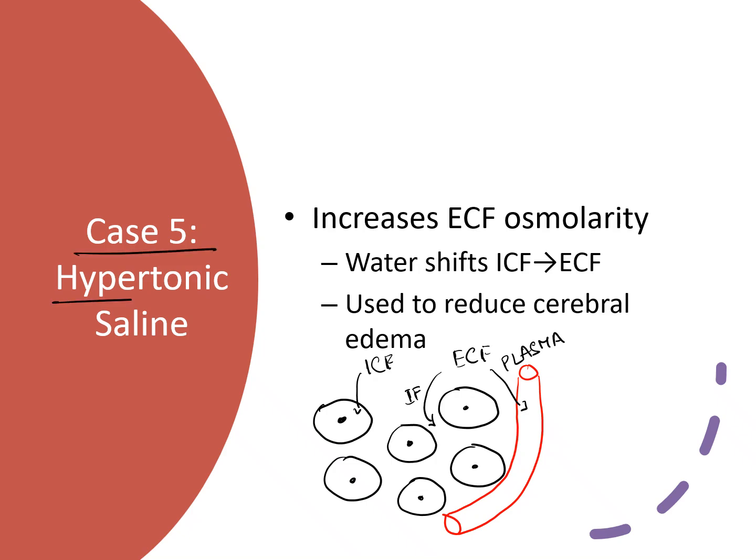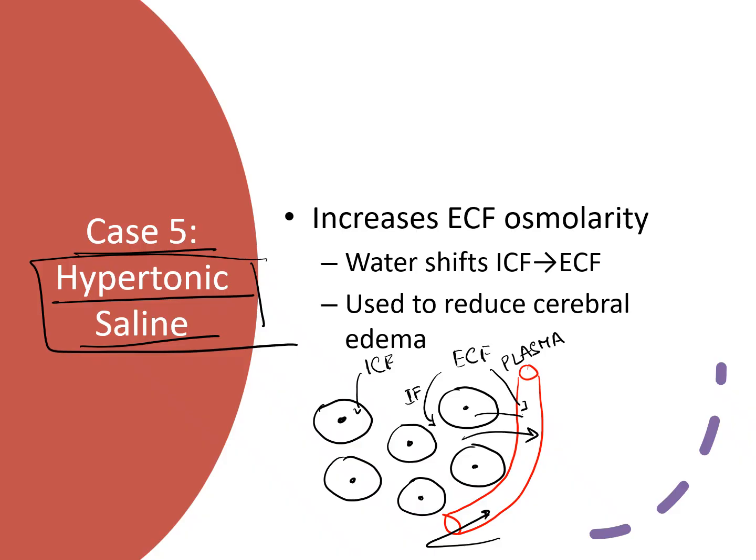Okay, our next case is when we use hypertonic saline, what happens? When you give your patient hypertonic saline, the osmolality will get higher in the capillaries or in the blood. So water will move from low solute to high solute concentration. The solute concentration in the plasma will be high, so water will move from interstitium and intracellular fluid towards the plasma. So this will result in decreasing cerebral edema.